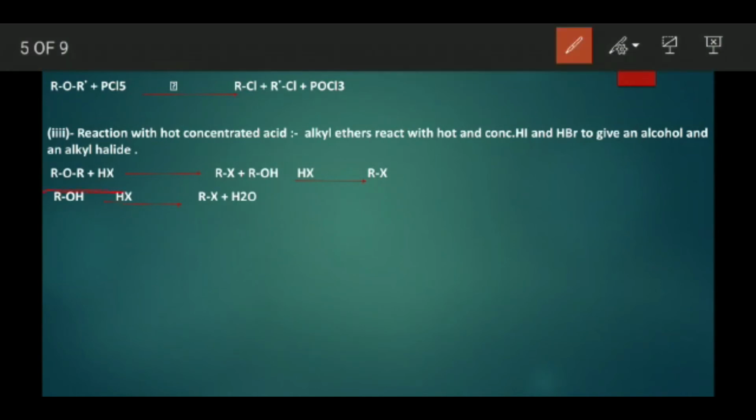See this reaction properly. When this ether reacts with HX, like HI in cold condition, it forms alkyl halide and alcohol. But when it is hot, this alcohol further converts into alkyl halide after elimination of water. So hot HI gives what? Alkyl halide. But cold HI gives what? Alkyl halide as well as alcohol.